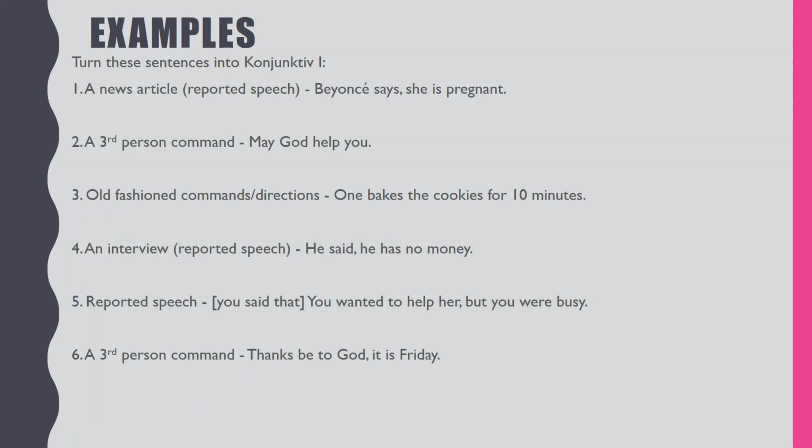Now we have examples for you to turn into Konjunktiv I. Number 1 is a news article, which would be reported speech. Beyoncé says she is pregnant. Number 2 would be a third-person command, may God help you. Number 3 would be an old-fashioned command or direction. One bakes the cookies for 10 minutes. Number 4, an interview, again reported speech. He said he has no money.